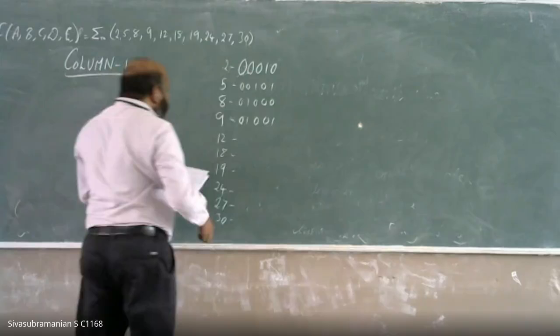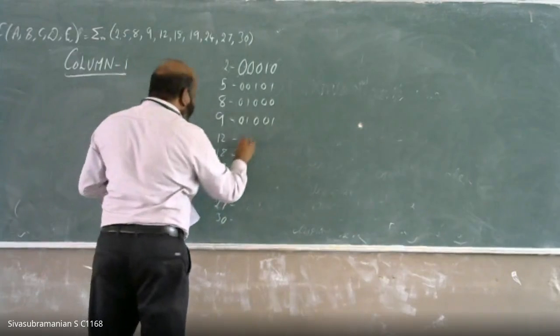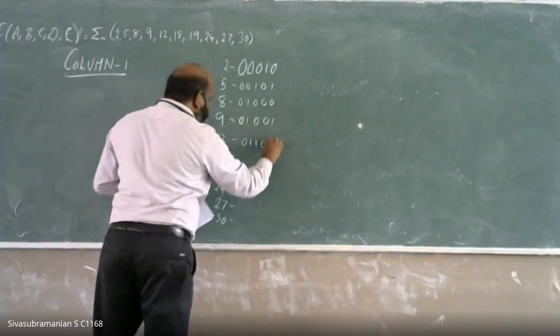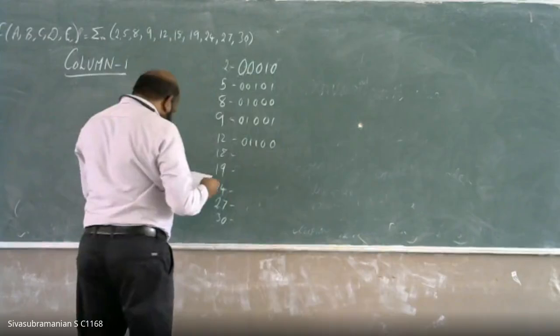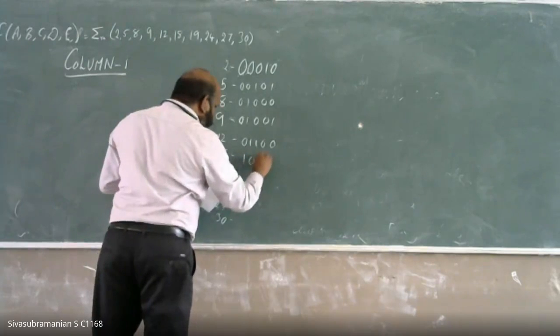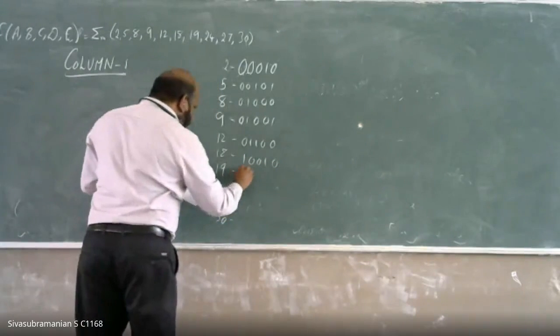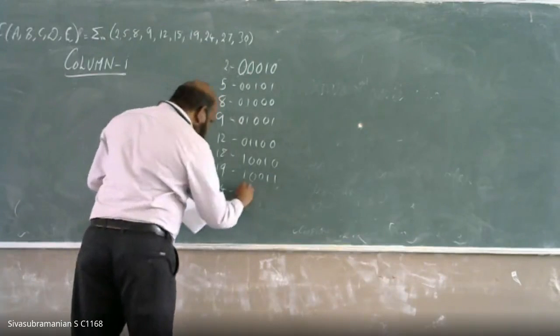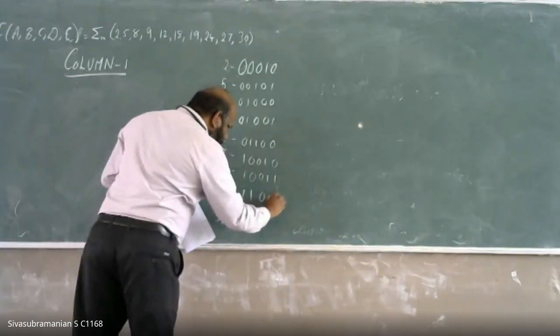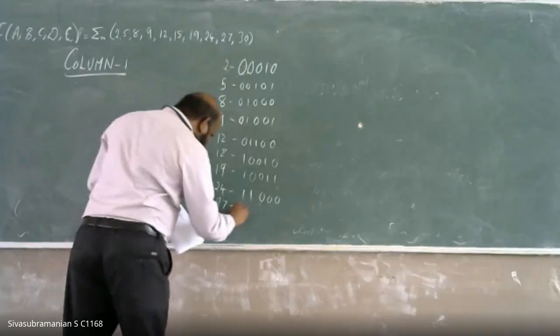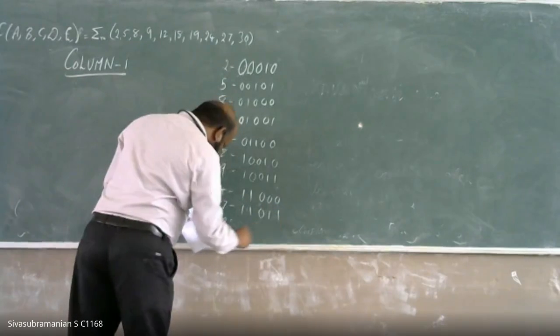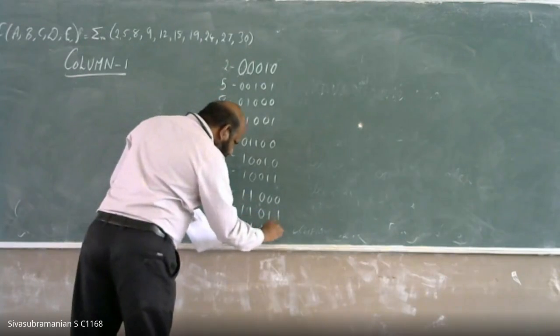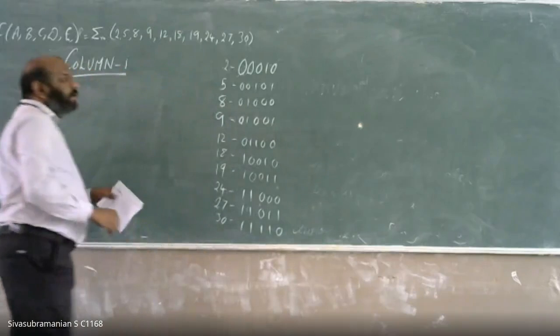Okay. So 12 is going to be 01100. 18 is going to be 10010. 19 is 10011. And 24 is 11000. 27 is 11011 and 30 is 11110.